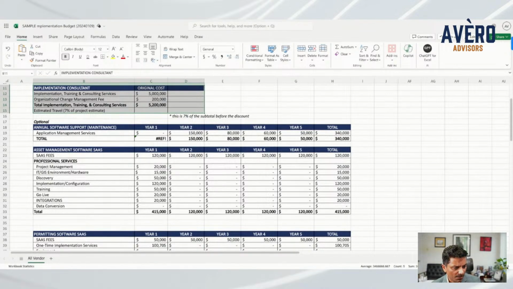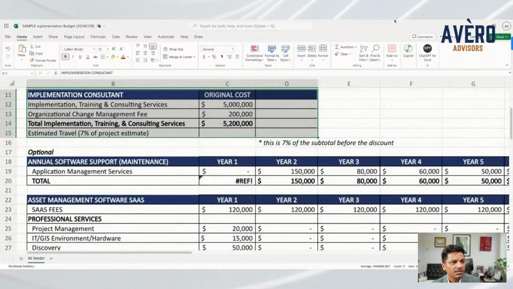I'm going to blow this up a little bit. Realize it might be small. That involves things like going into the system, doing sessions with your team, helping you configure the system based on the process mapping that you've done before the client picked the provider, and consulting services, right? Things like best practices on this particular system.